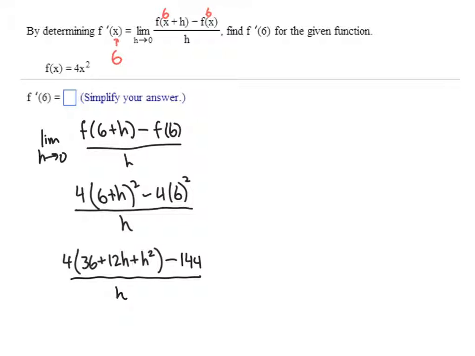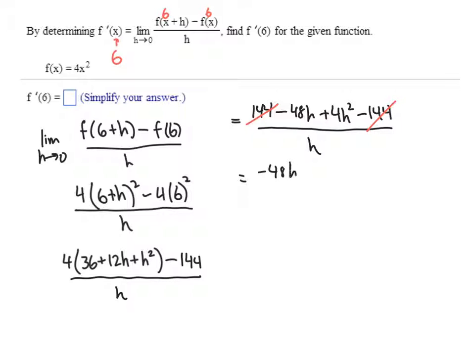All right, now we're going to multiply through that 4 on the top. So we get 4 times 36, which is 144. 4 times 12h, which is 48h. 4 times h squared. And then minus 144. Still all divided by h. Now we notice that the 144 cancels with the 144. And we get 48h plus 4h squared, all divided by h.